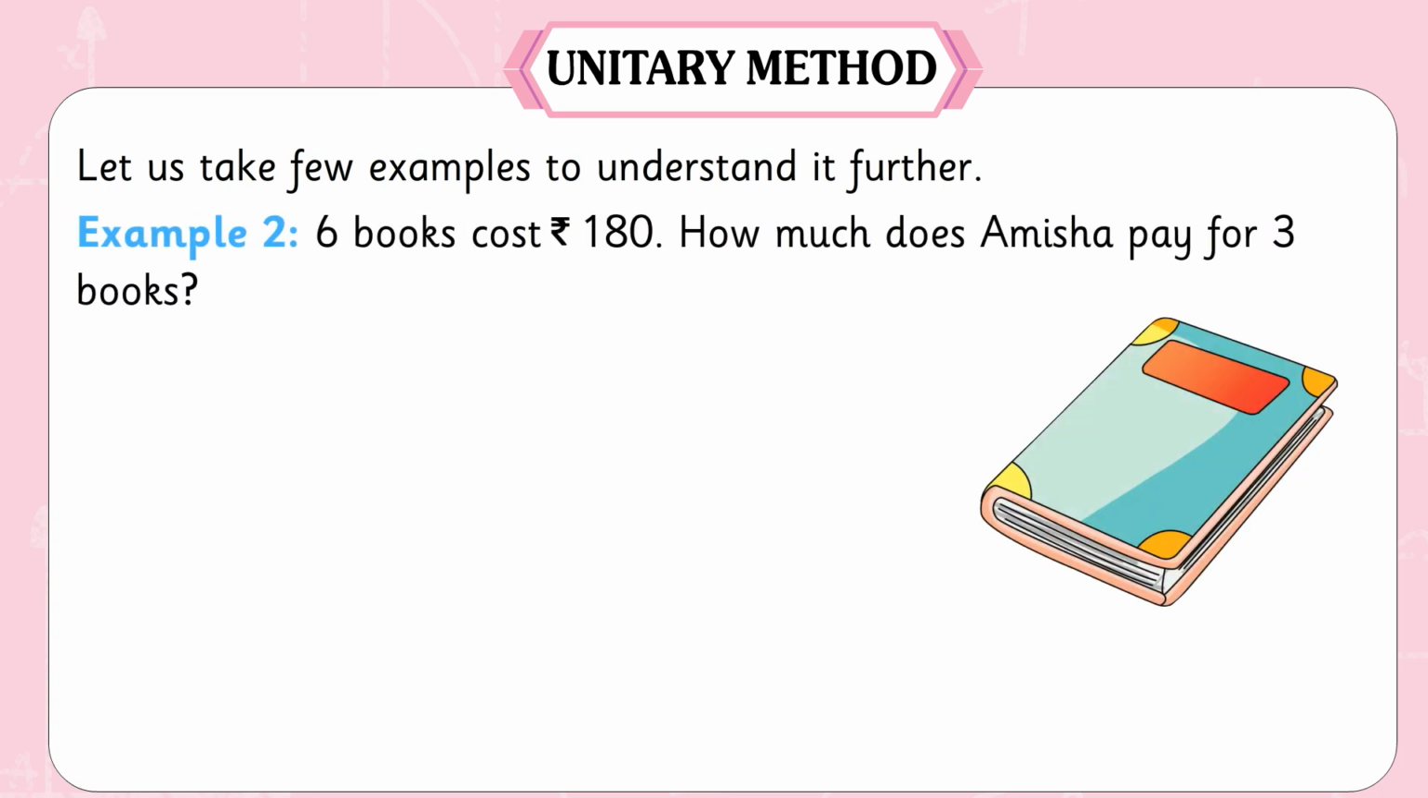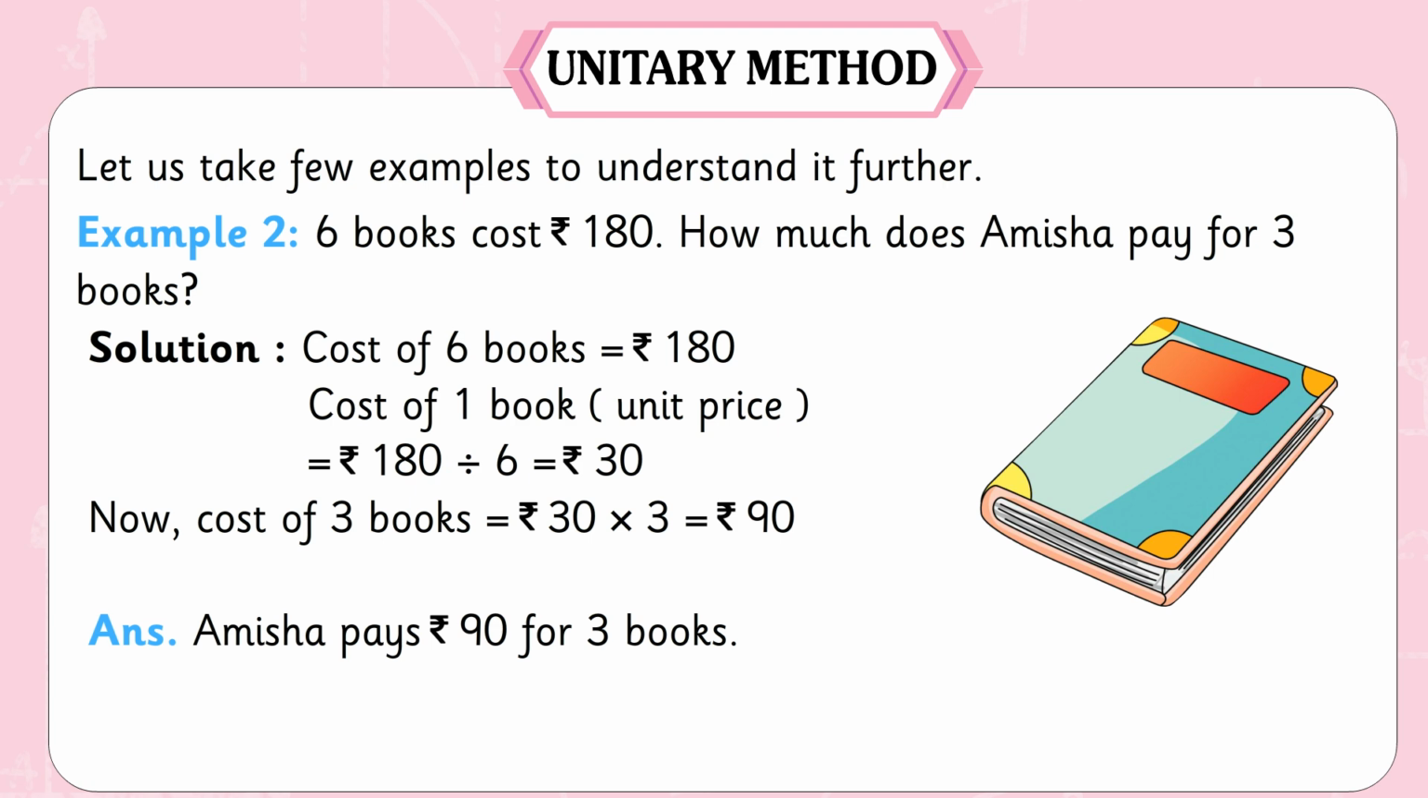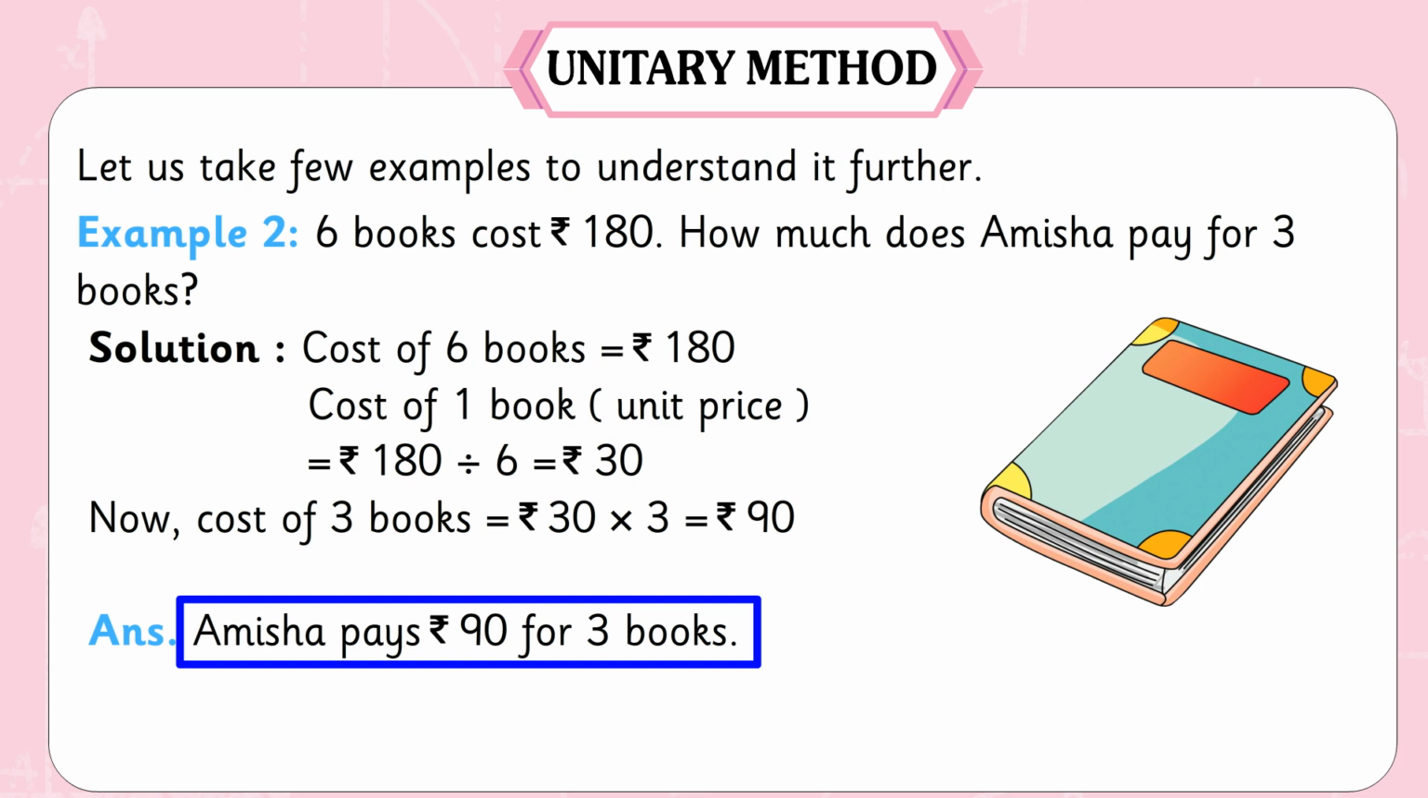Example 2. 6 books cost ₹180. How much does Amisha pay for 3 books? Solution. Cost of 6 books is equal to ₹180. Cost of 1 book, unit price, is equal to ₹180 divided by 6 is equal to ₹30. Now, cost of 3 books is equal to ₹30 into 3 is equal to ₹90. Answer. Amisha pays ₹90 for 3 books.